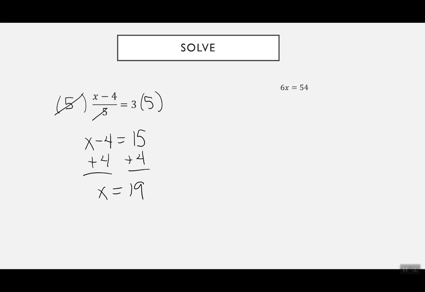Here I have 6x is 54. I have the 6. I want to get rid of it, which says divide. 54 over 6 gives me 9.